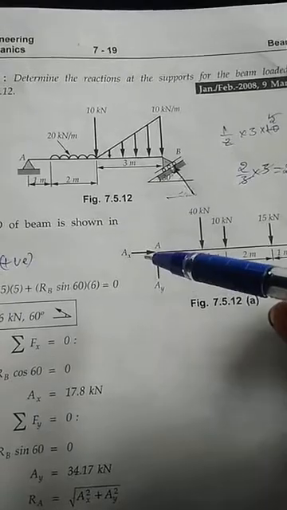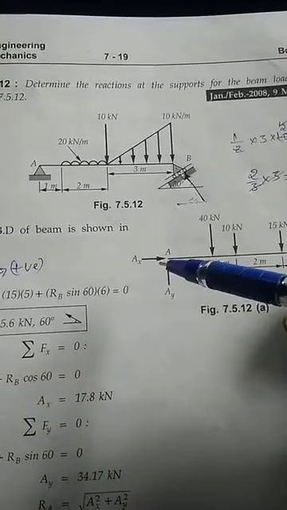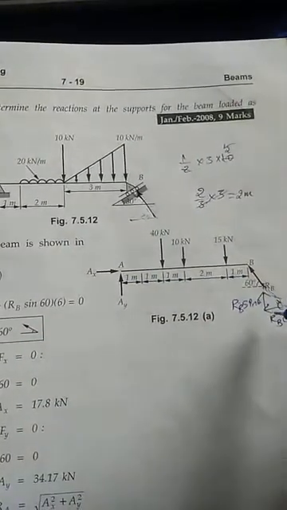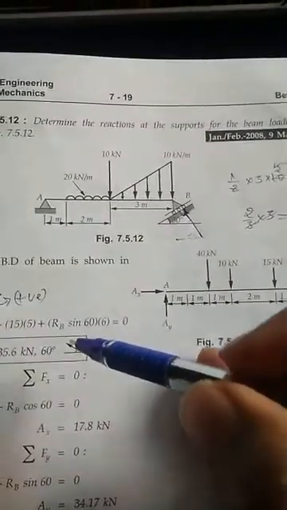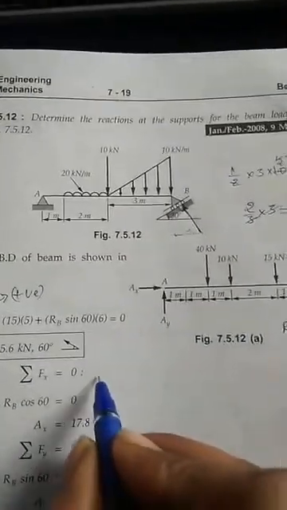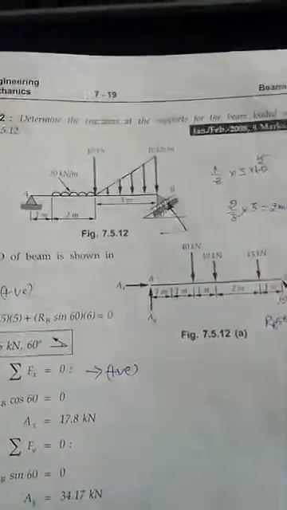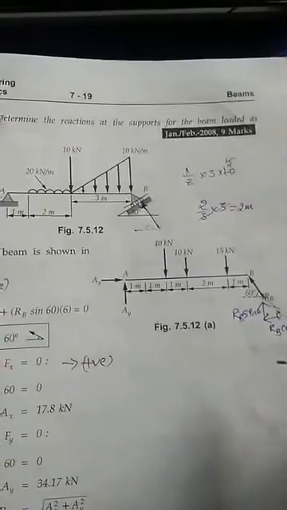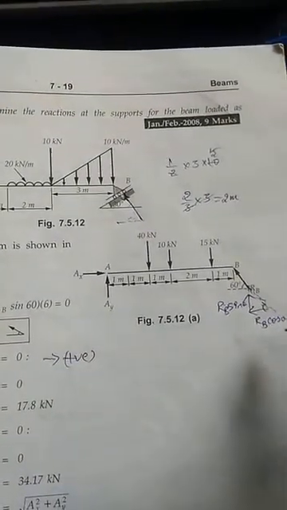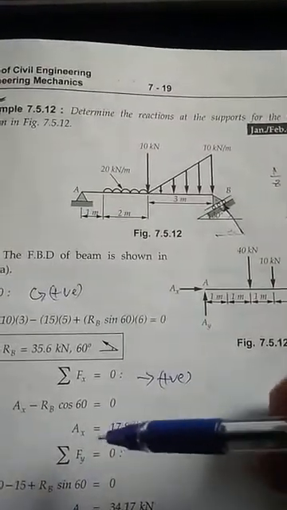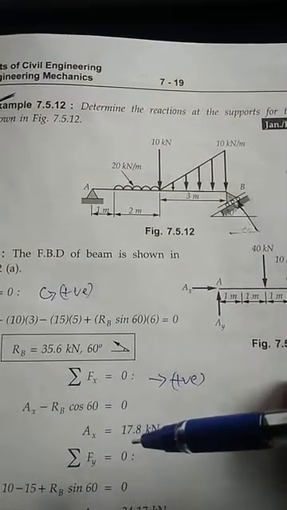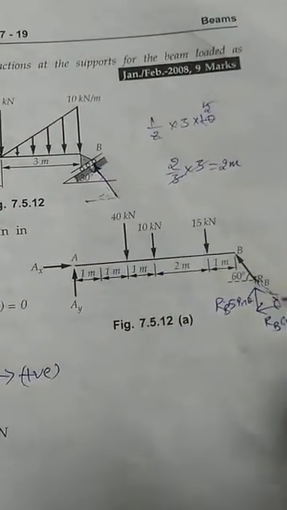Here only two unknowns remain, Ax and Ay. So you take the summation of horizontal forces equal to 0. One is Ax, another is RB cos 60 degrees. Ax is moving towards the right, so you put it as positive. Sum of Fx is equal to 0: Ax is positive, but RB is moving in the left direction, so minus RB cos 60. Insert the value of RB, 35.6, and finally find the Ax value.